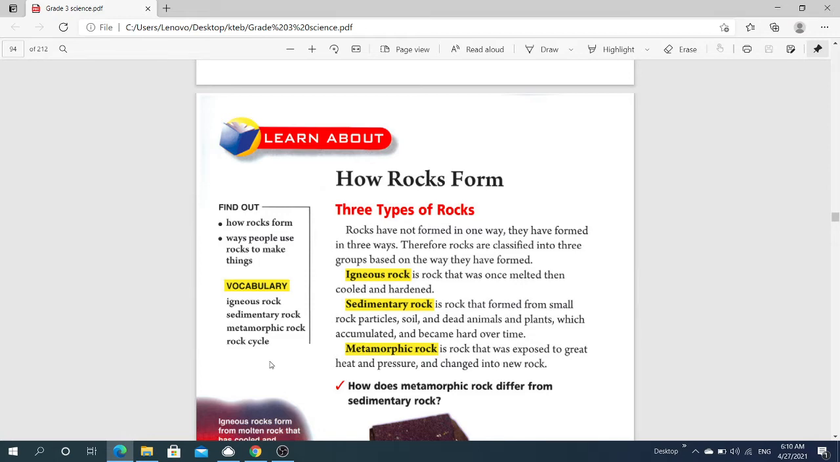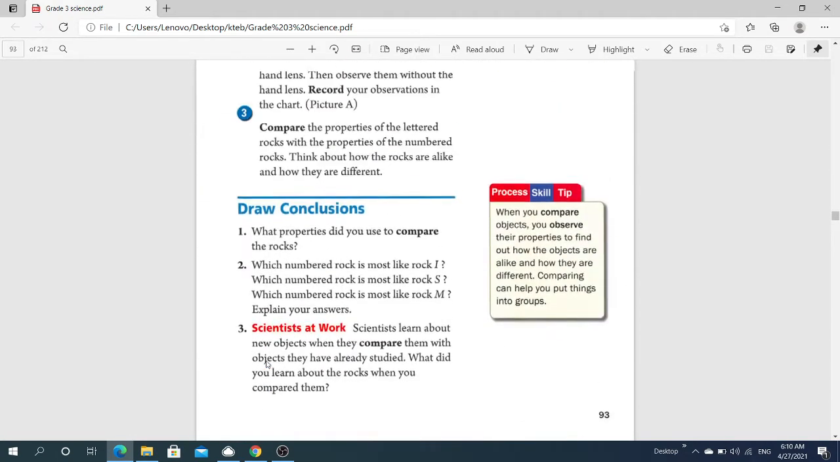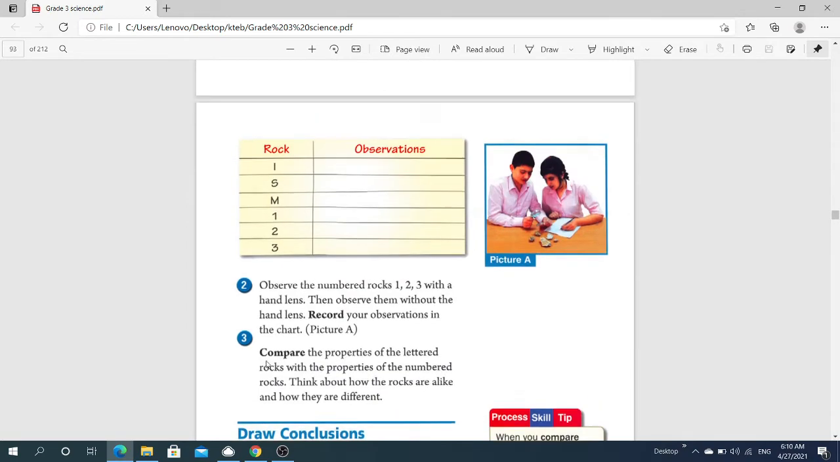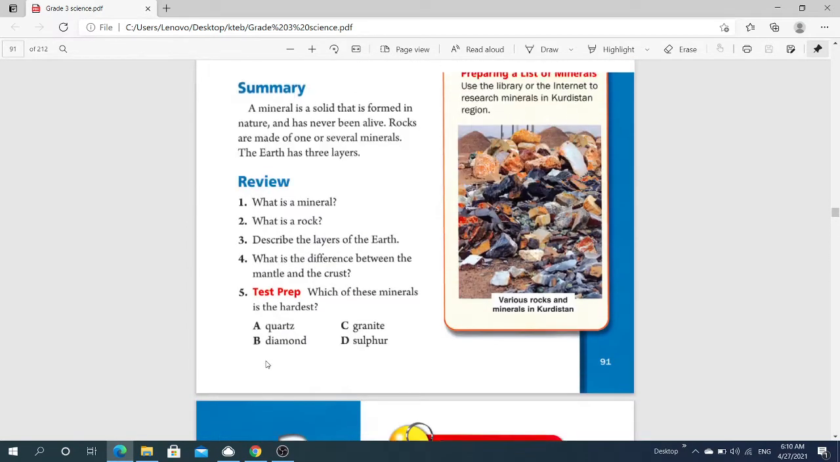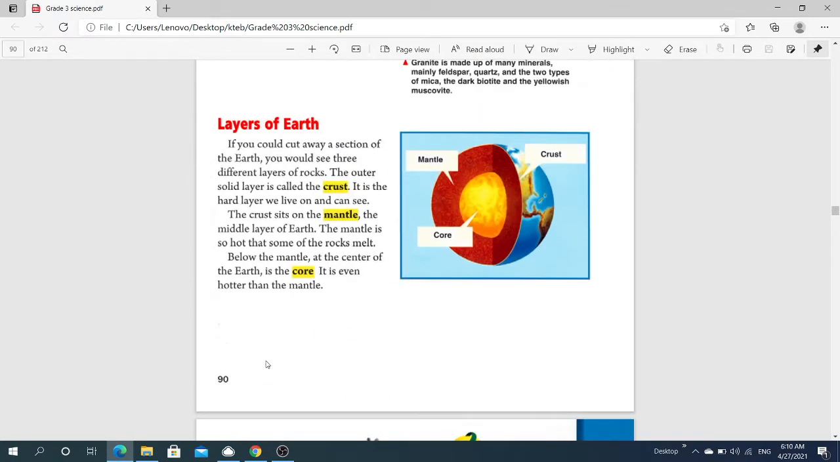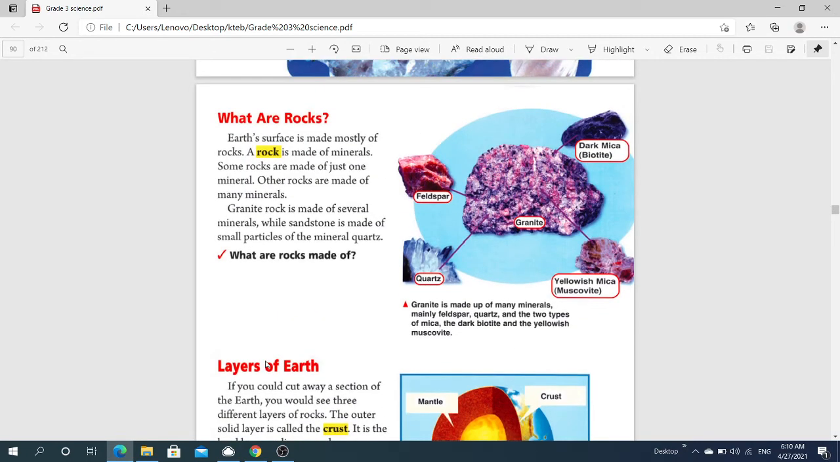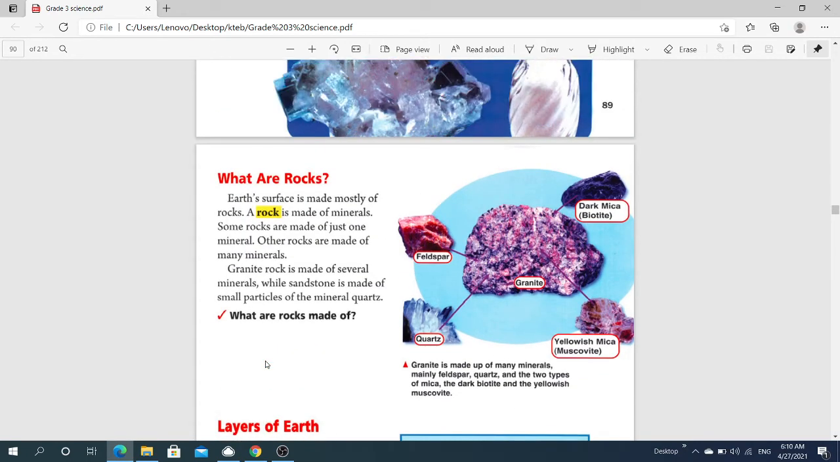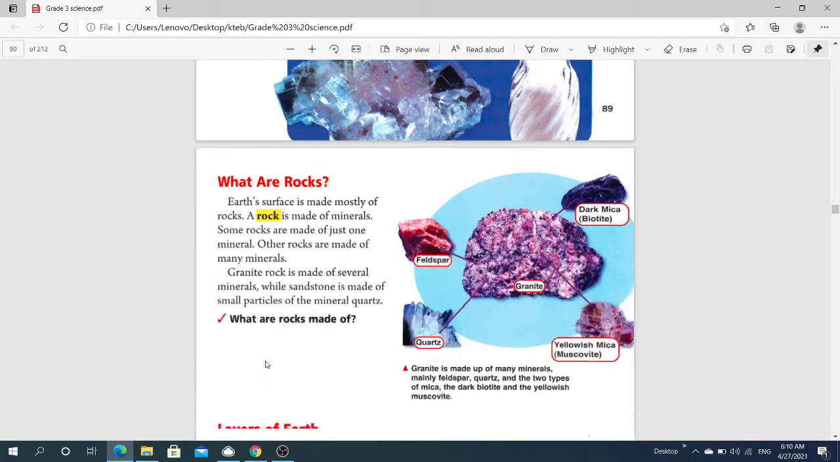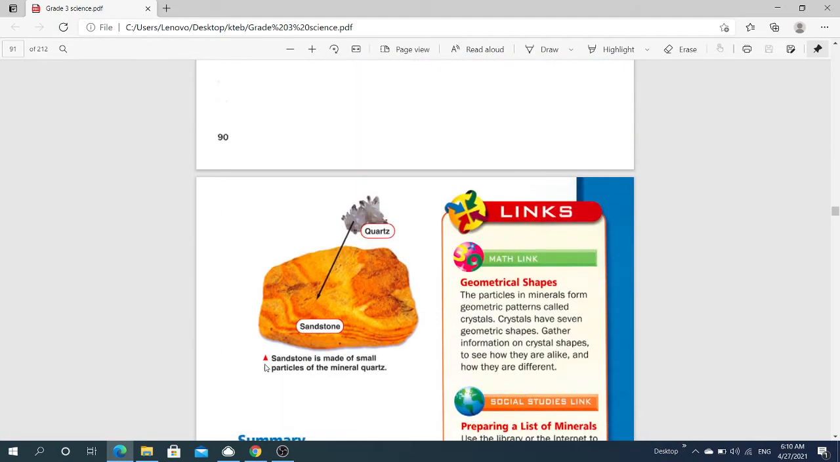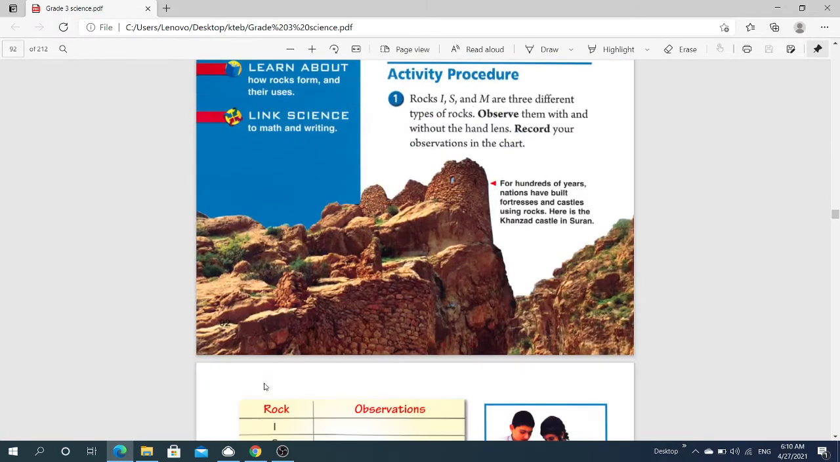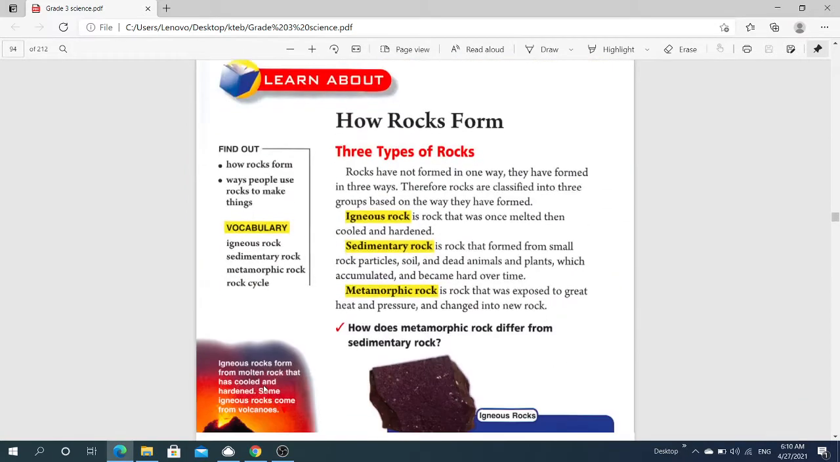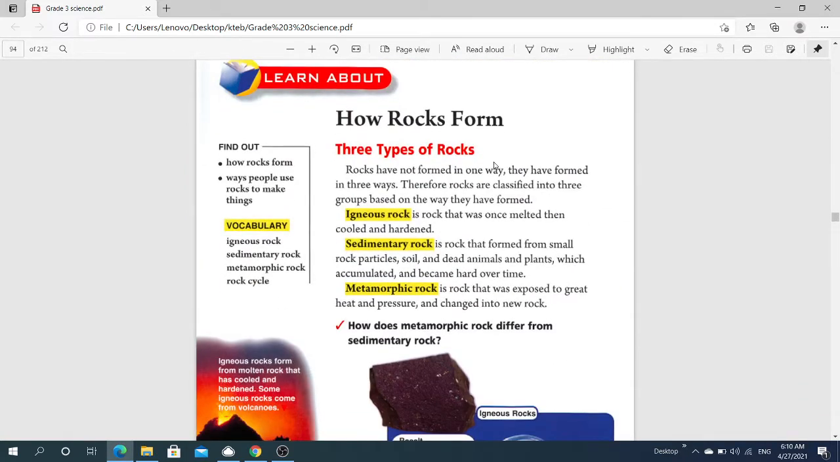As you know, in the previous lesson we talked about the types of rocks and how we can use them in our daily life. And for today, we have a new topic. We talk about how rocks form. Three types of rocks we have.